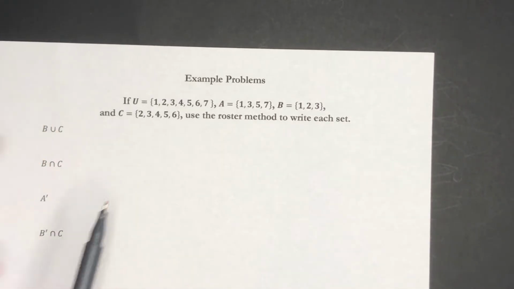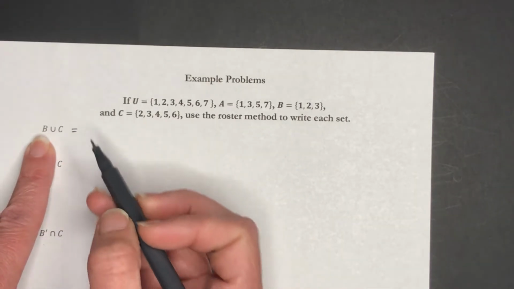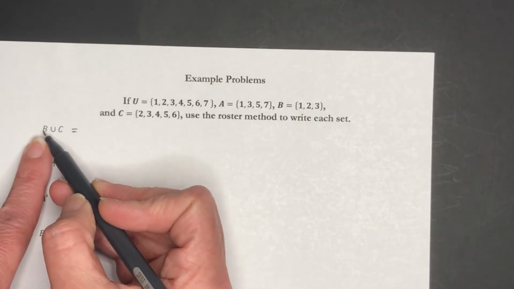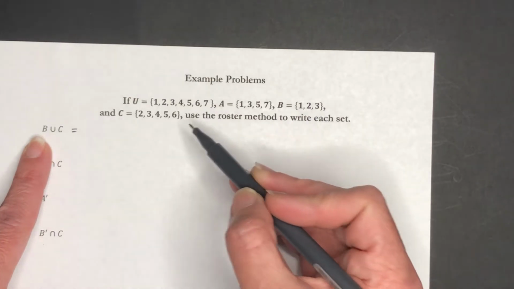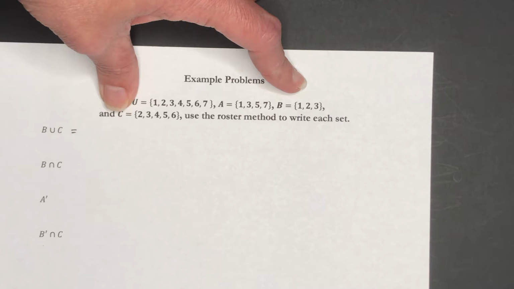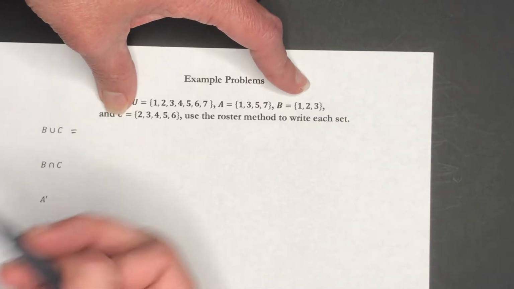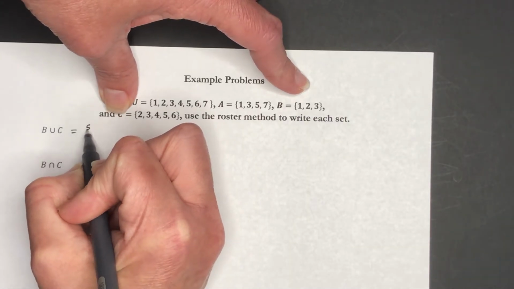So union, that is the word or. So what I'm going to do is I'm going to list everything that is in B, or is in C, or is in both. These numbers do not need to be in numerical order, although it does make it a lot easier to check if you do that. So I'm going to try to do that.